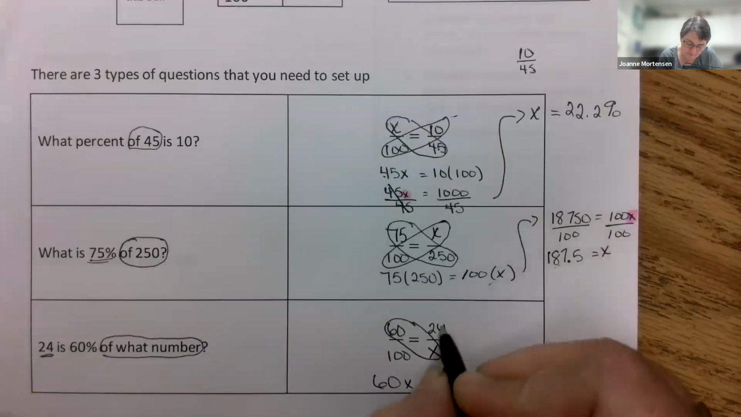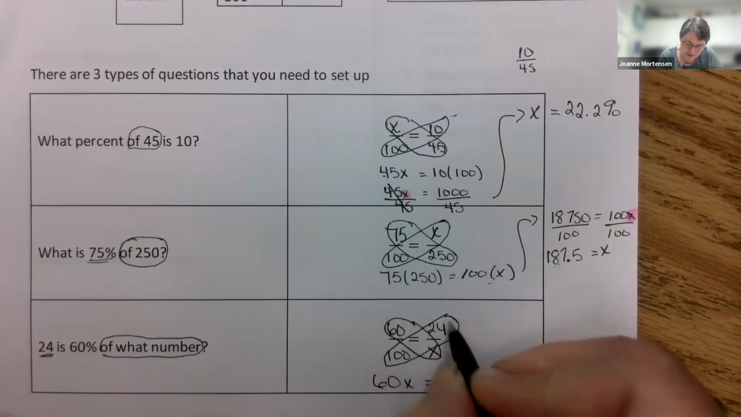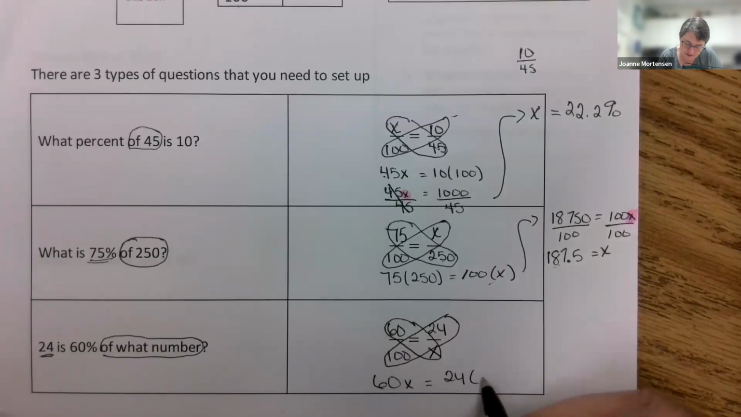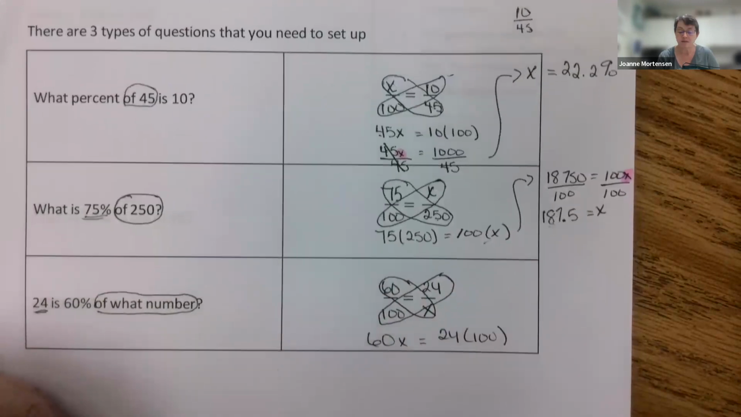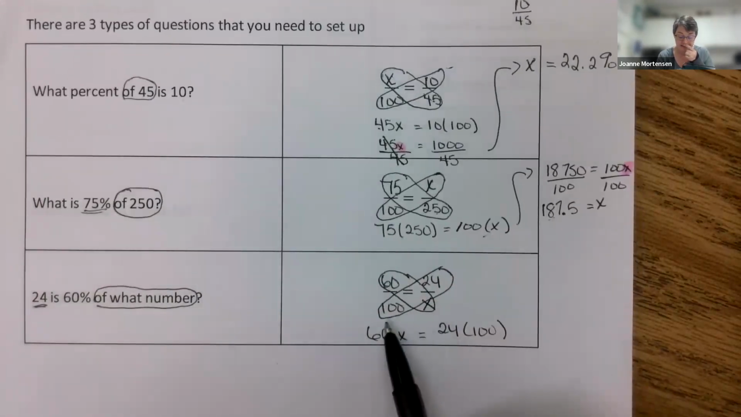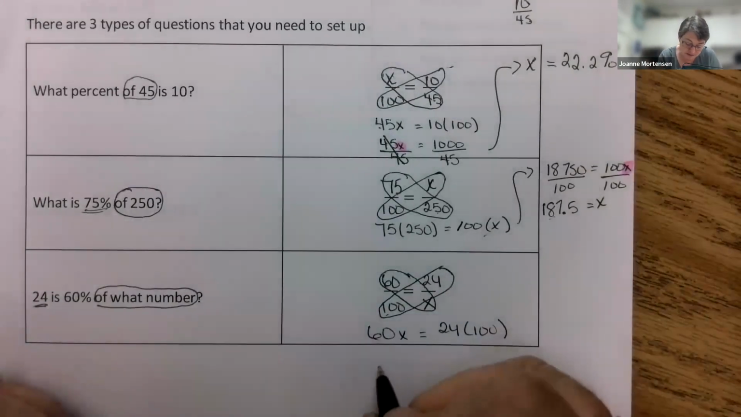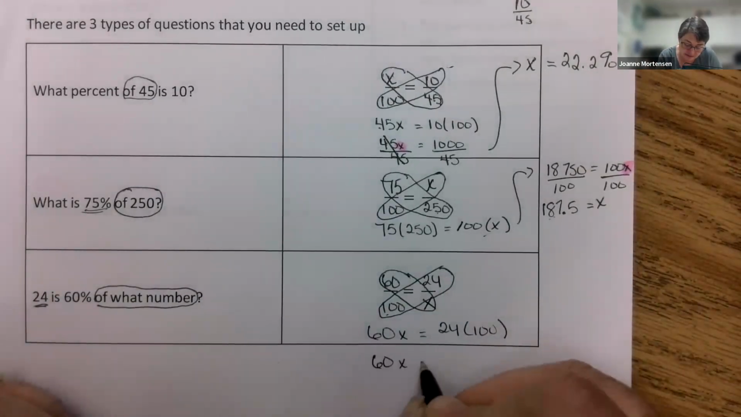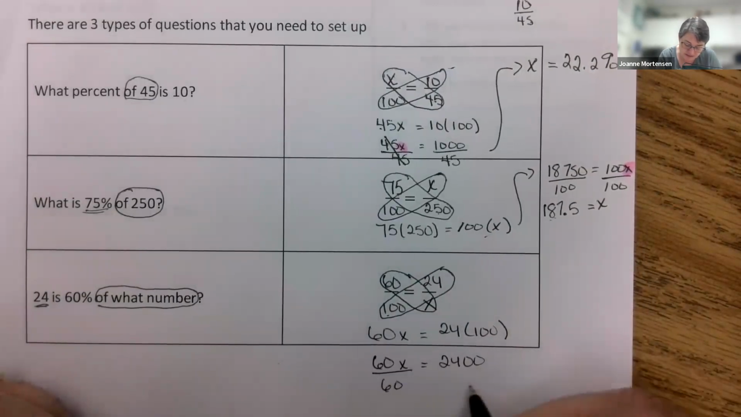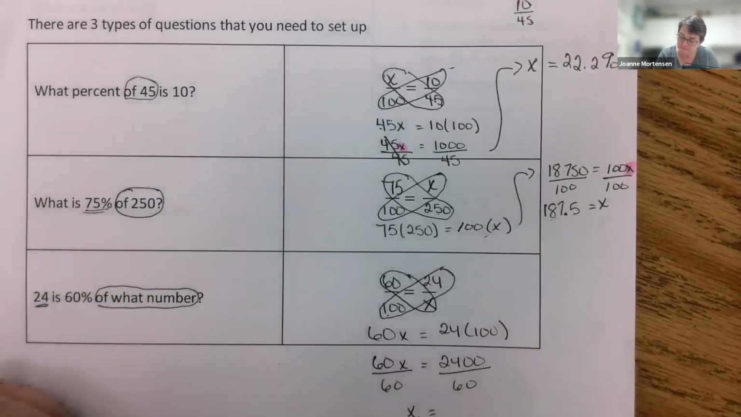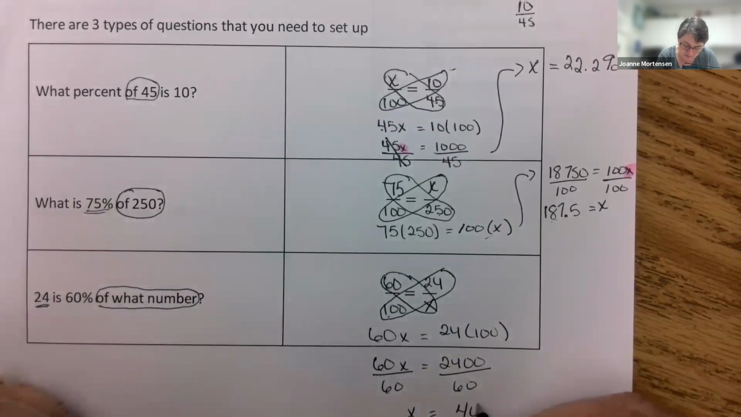60x. And then this way. Oh, and multiplication order doesn't matter. So I guess I should have put 100 and then the 24. Makes no difference. I'm still going to get the same answer. 60x equals 2400, divided by 60, divided by 60, is 40.